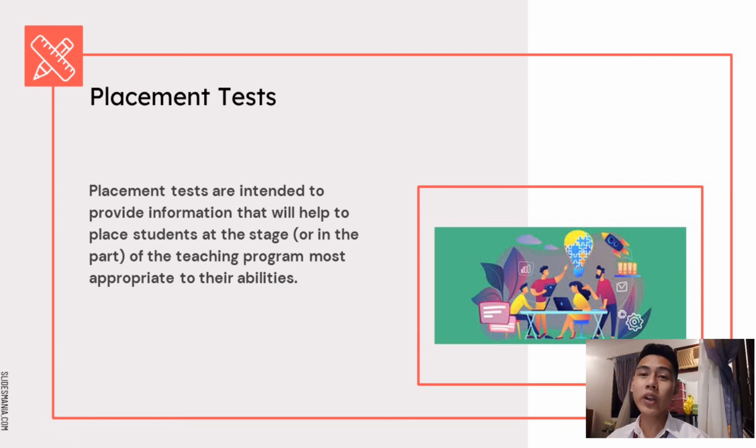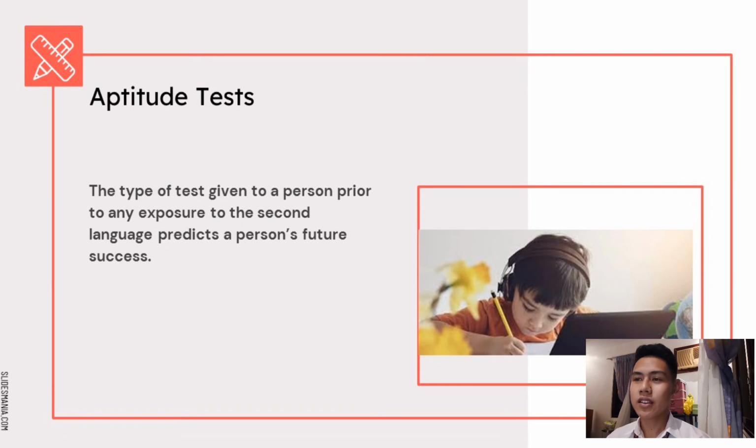Then we have the last one, the aptitude test. An aptitude test is the type of test given to a person prior to any exposure to the second language that predicts a person's future success. A language aptitude exam is used to determine a person's capacity or overall ability to acquire a foreign language or second language and succeed in doing so. An aptitude test is used to determine what a person is capable of, or to forecast what a person can learn or perform with the proper education and training.